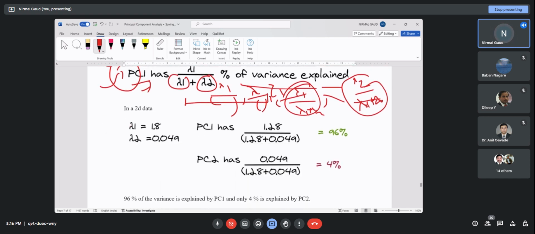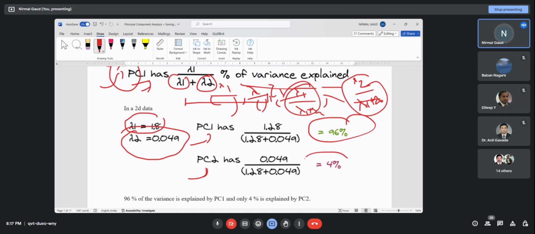For example, lambda 1 is coming 1.8, lambda 2 is coming 0.49. If I'm going to find the principal components, 96% ये शो कर रहा है और नीचे वाला 4% शो कर रहा है. So 96% is a high variance. Okay, so I'm going to keep it. All right. And 4%, obviously this is less information. Okay, I'm going to drop it.